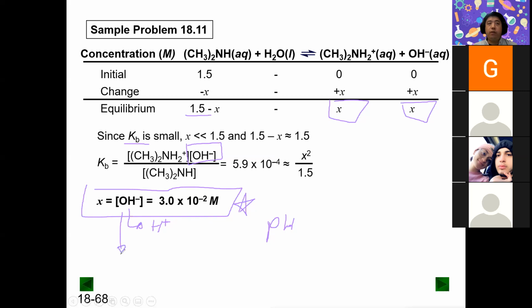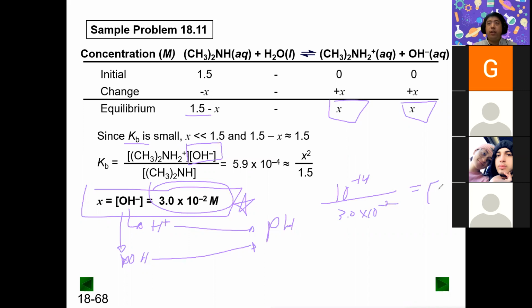Or if you want to change this directly to pOH, you can do that as well. And then both of these lead to here. Do you divide by 1.0 times 10 to the negative 14? So 1.0 times 10 to the negative 14 divided by this. So your 10 to the negative 14 is divided by whatever that number is.